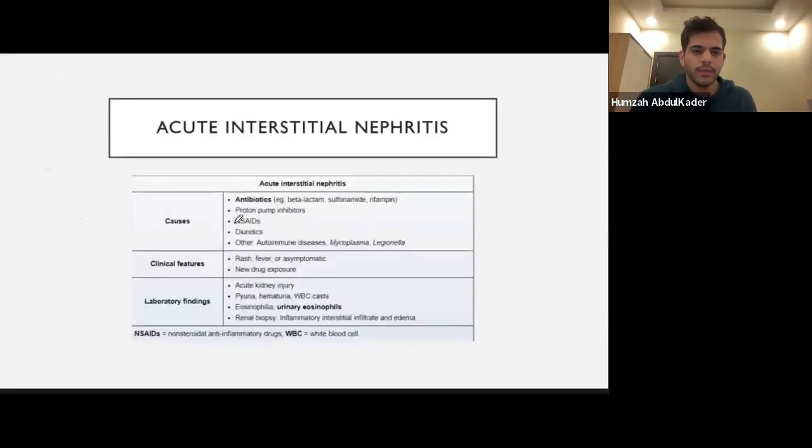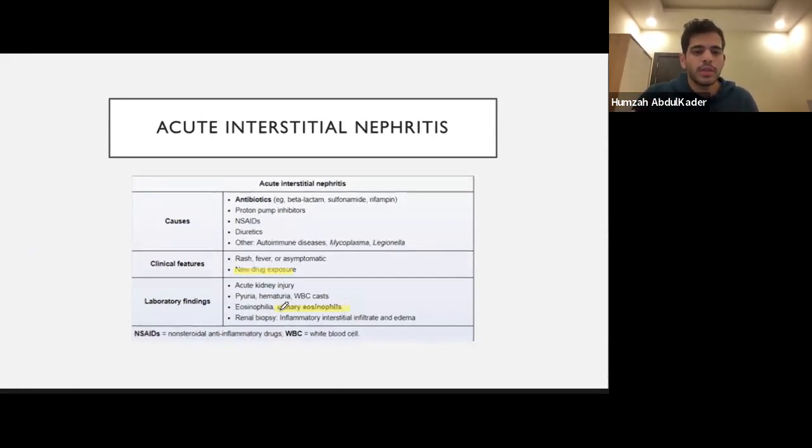I like this table from UWorld. It just goes over some of the different causes, some of the different drugs that cause it, autoimmune diseases. And then the clinical features: we said rash, fever, it can be asymptomatic, but here in our case, there was a new drug exposure to which he had some kind of reaction. And here, urinary eosinophils, that's a big red flag. It shows you that it's acute interstitial nephritis.